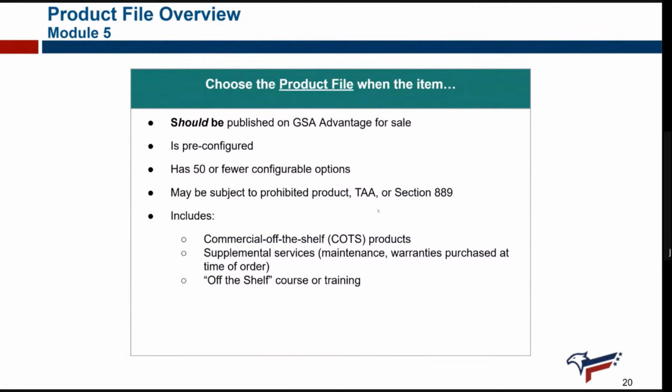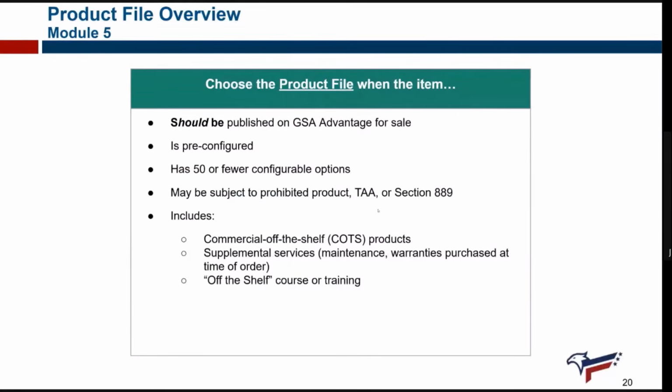All right, the product file is used when vendors are submitting items that should be published on GSA Advantage for sale, are pre-configured, have 50 or fewer configurable options, and may be subject to regulatory requirements such as TAA compliance, Section 889, or prohibited product restrictions.